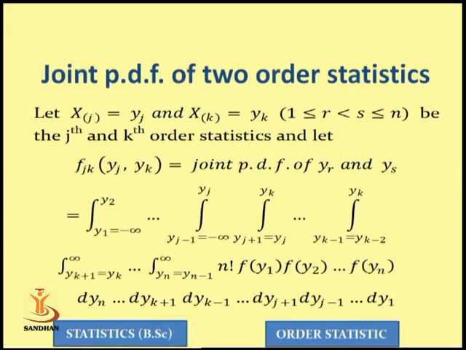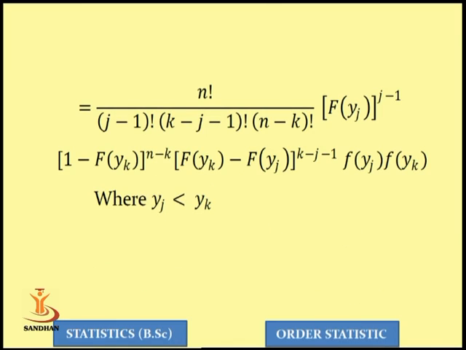So this is what we have written in that expression, and this density is going to be of the form n factorial upon j minus 1 factorial, k minus j minus 1 factorial, n minus k factorial, F of yj power j minus 1, 1 minus F of yk power n minus k, F of yk minus F of yj power k minus j minus 1, into the densities f of yj and f of yk, where we assume that yj is less than yk.